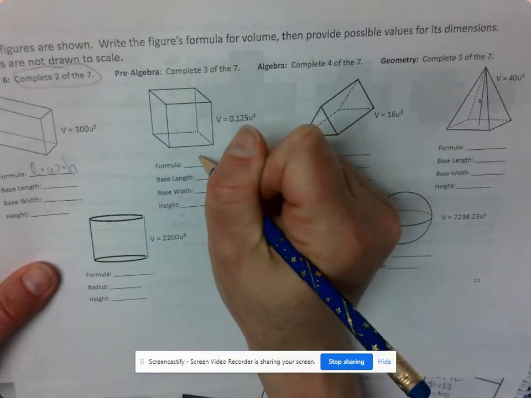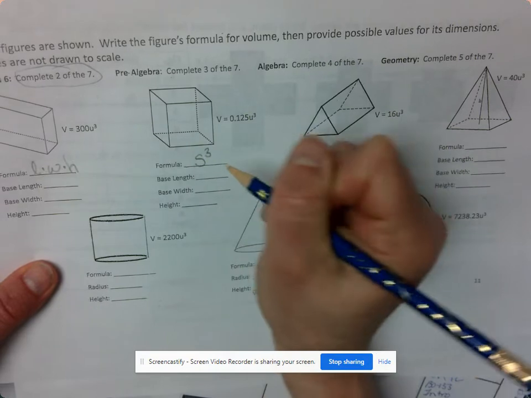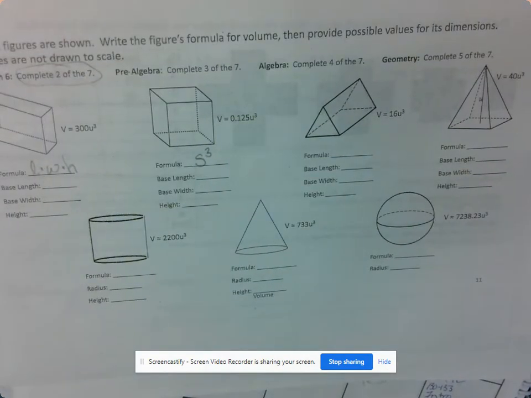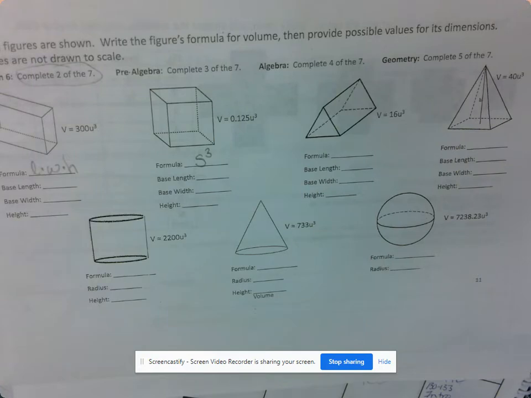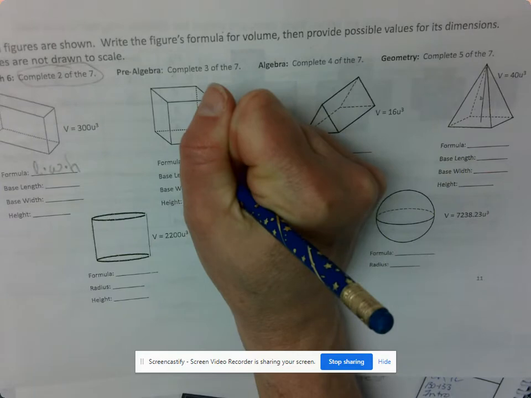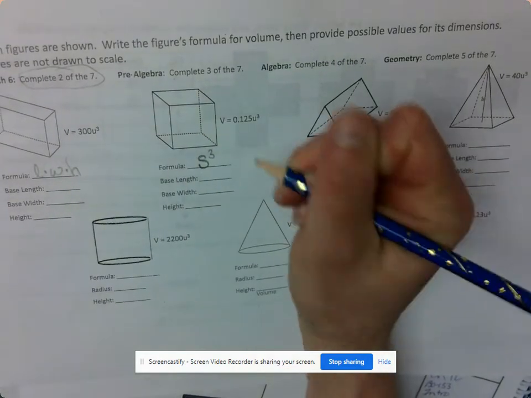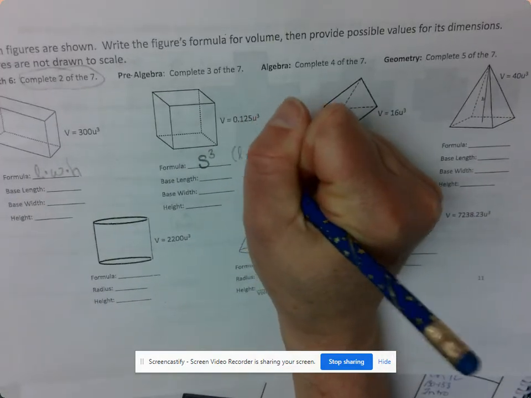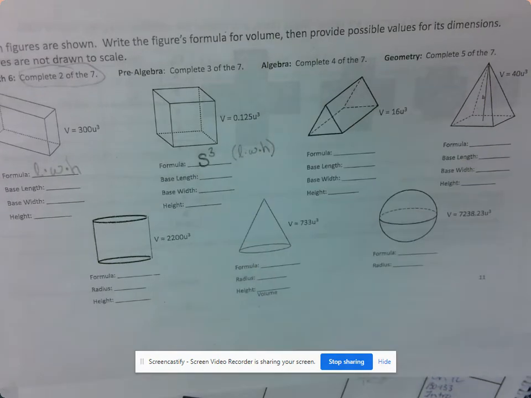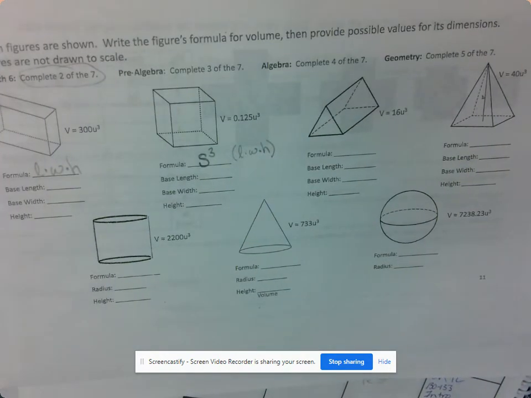Tristan. Side cubed. It's the same thing as saying length times width times height, but we know all of our sides are the same length. So we need to remember that for our cube, it is side cubed, which is the same as saying length times width times height, but we need to remember they're all the same number.